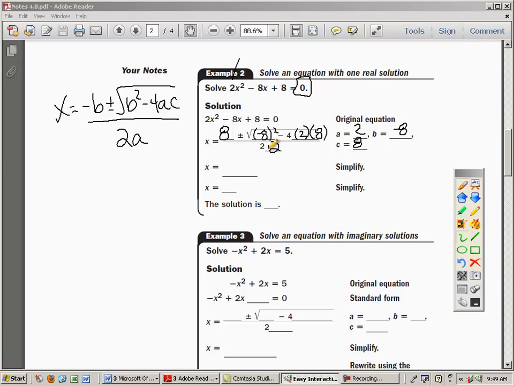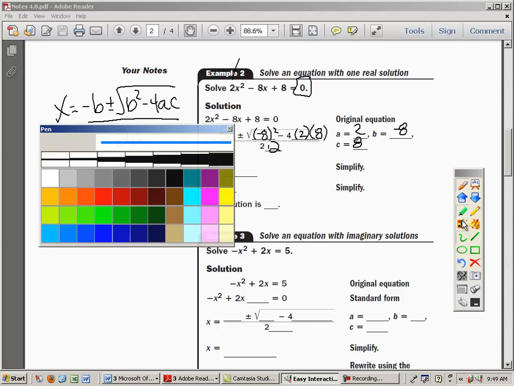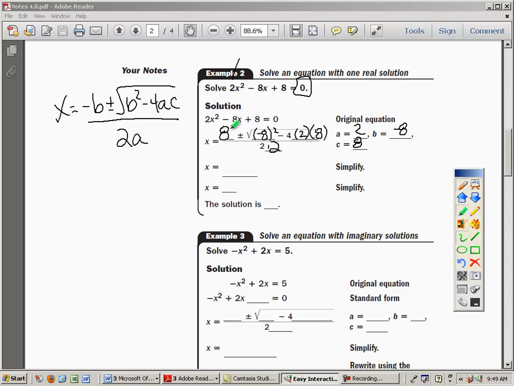Now, just so you know, guys, I really don't pay much mind to this sign right here, because I know that when I square a negative number, I don't worry about the sign of b so much inside the radical. Whether it's positive or negative, it's going to become positive. So you could just use positive 8 there if you wanted to, because when I square it, it's going to become positive 64 anyway.